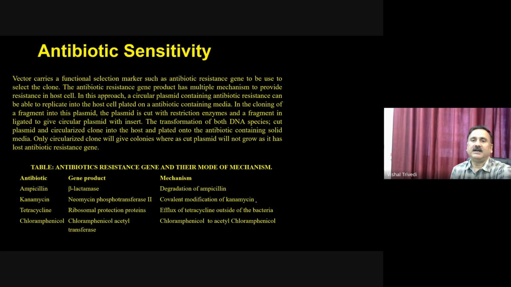And then we also have the antibiotic sensitivity. So you can have different types of antibiotic genes, and that gives you the sensitivity against different types of antibiotics.